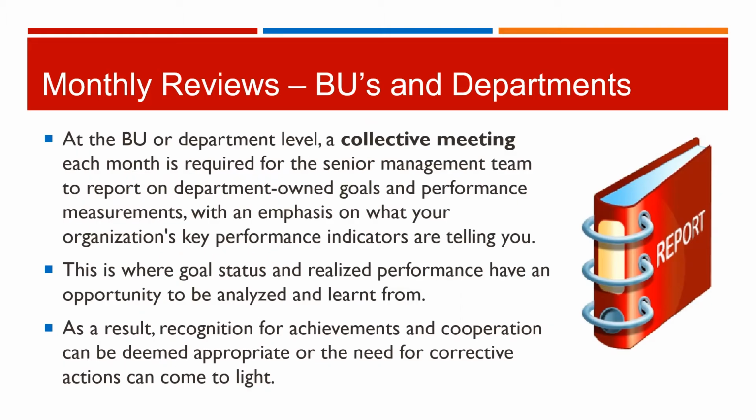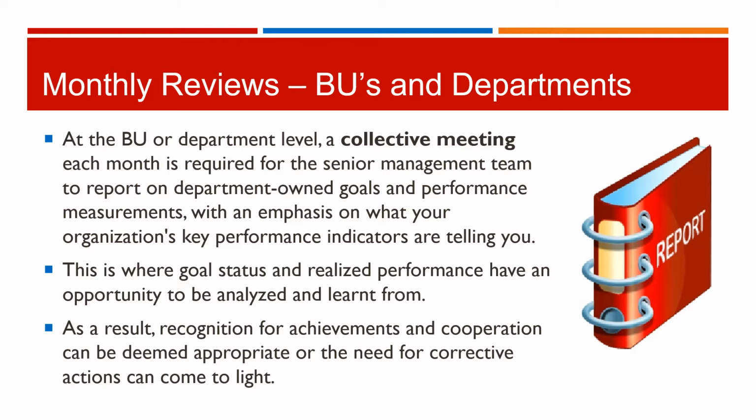At the business unit or department level, a collective meeting each month is normally required for the senior management team to report on department-owned goals and performance measurements, with an emphasis on what your organization's key performance indicators are telling you. This is where goal status and realized performance have an opportunity to be analyzed and learned from. As a result, recognition for achievements and cooperation can be deemed appropriate, or the need for corrective actions can come to light.